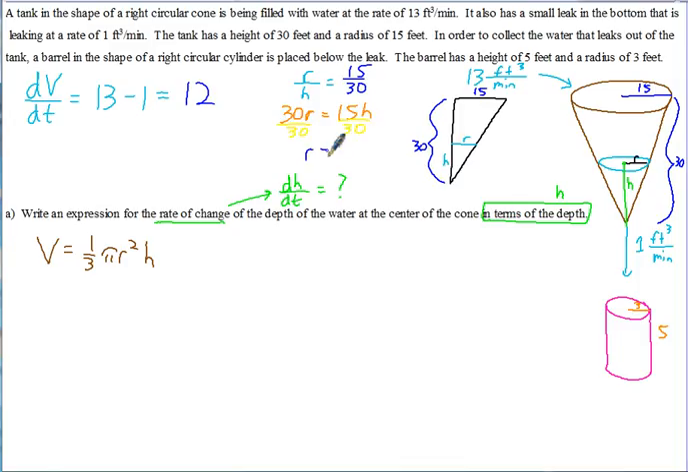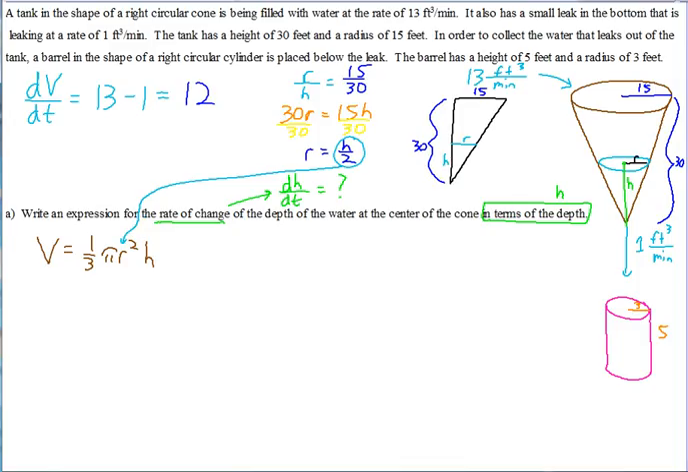You could leave it like that, but that reduces. 15 goes into 30 twice, so r is the same as h over 2. And now we can take that expression, h over 2, for r, and substitute it into our volume equation to get rid of the r before we take the derivative.